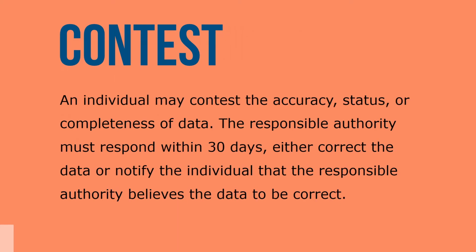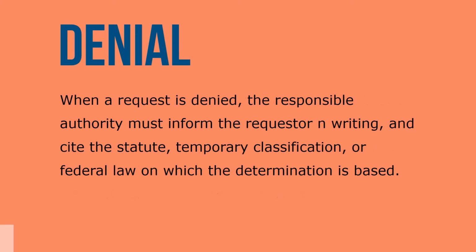An individual may contest the accuracy, current status, or completeness of public or private data. The responsible authority must respond within 30 days, either correct the data or notify the individual that the responsible authority believes the data to be correct. When a data request is denied, the responsible authority must inform the requester in writing. The response must cite the statute, temporary classification, or federal law on which the determination is based.